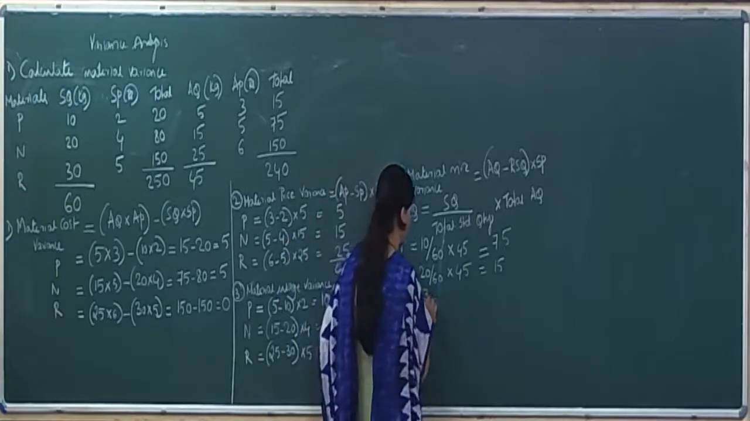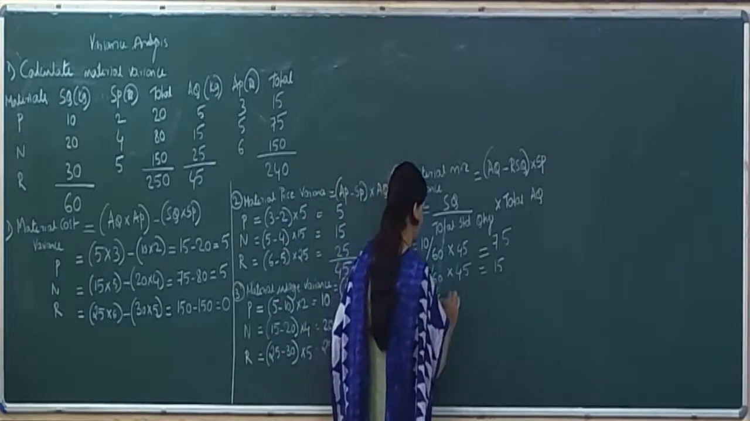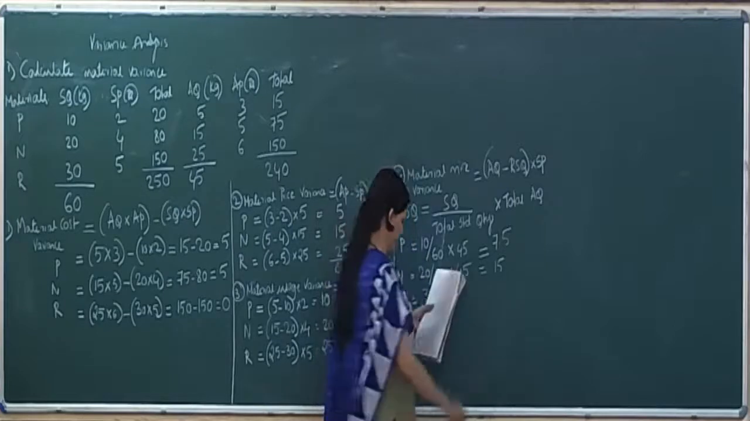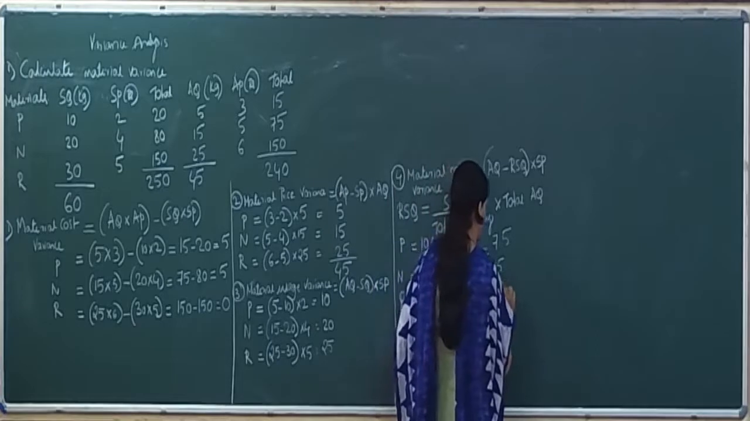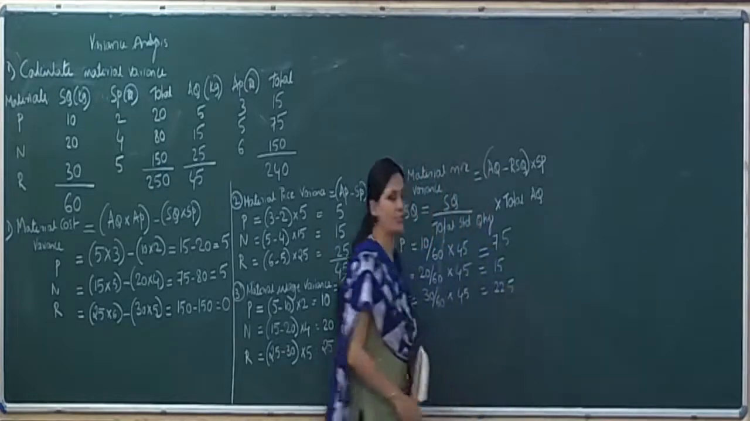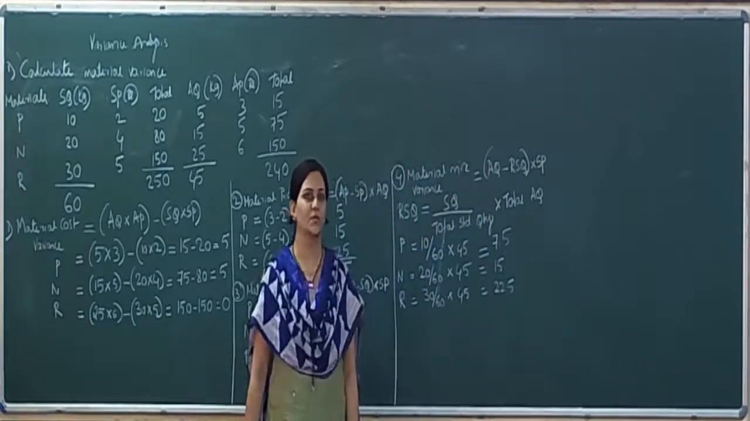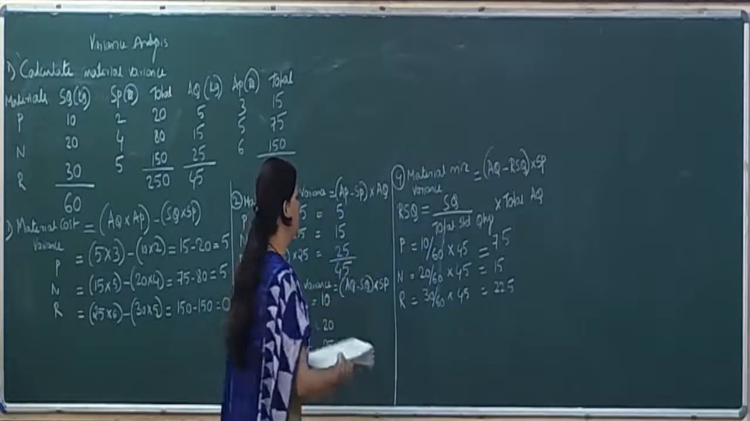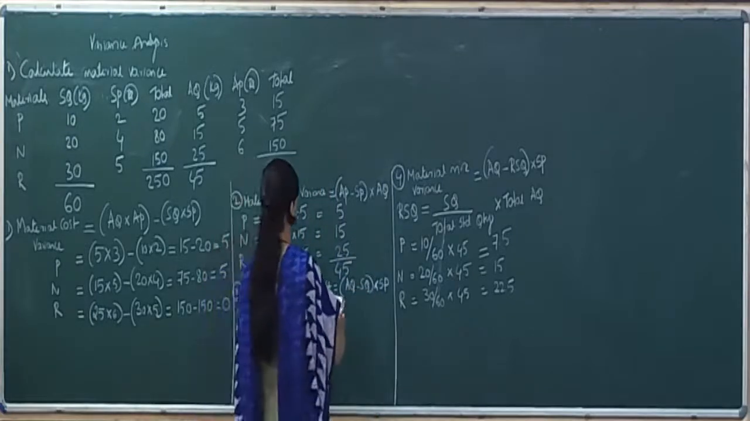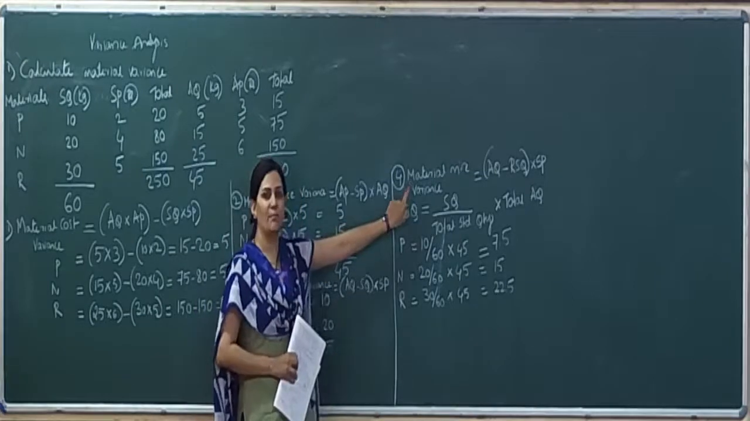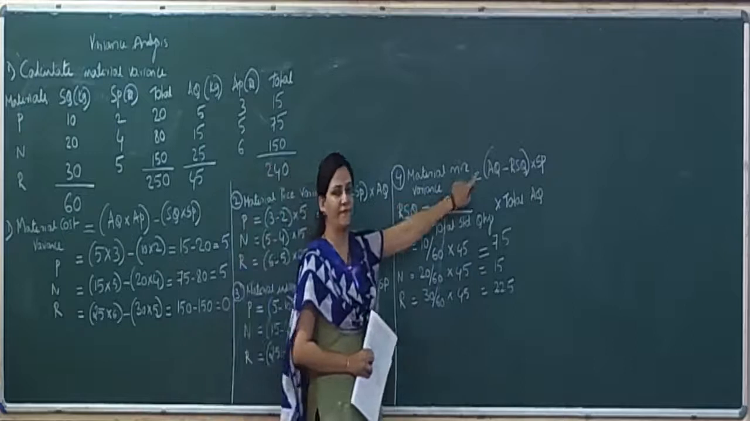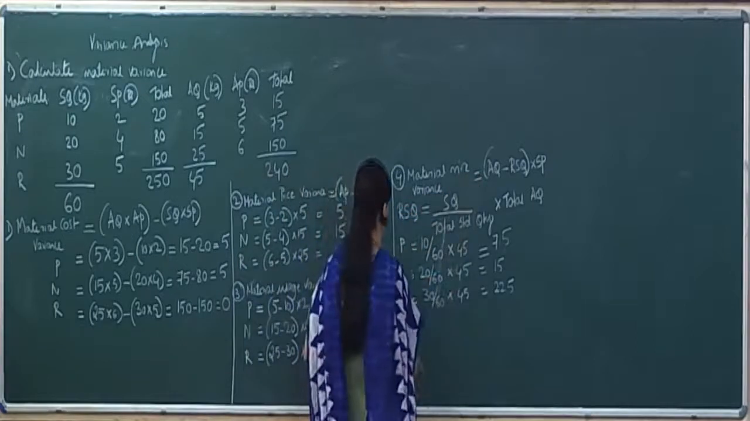So R is equal to 30 divided by 60 into 45, is equal to 22.5. So this is what we have found out to be our revised standard quantity. Next we can find out the material mix variance. Apply this formula here.